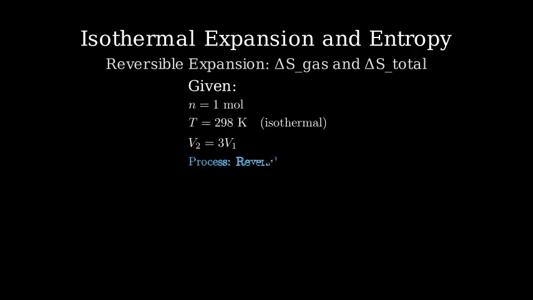In this lesson, we will solve a classic thermodynamics example and visualize it. 1 mole of an ideal gas expands isothermally at 298 Kelvin until its volume is tripled. We will find ΔS_gas and ΔS_total for the reversible expansion case. Here are the givens. To build intuition, let's visualize the expansion with a piston cylinder.